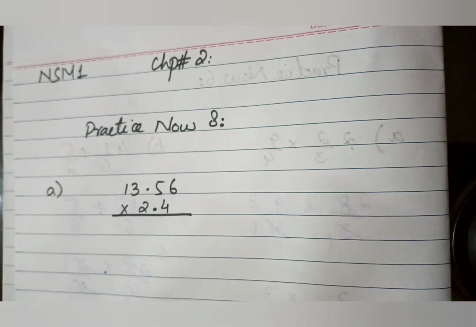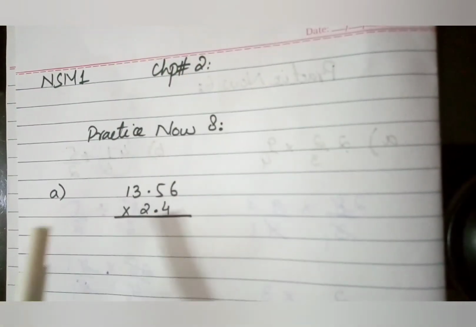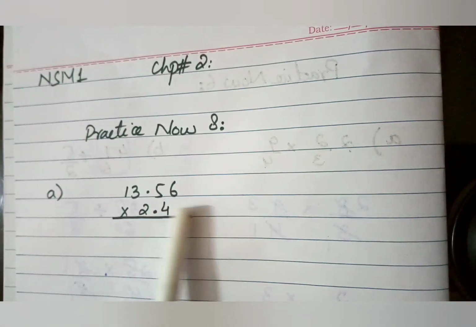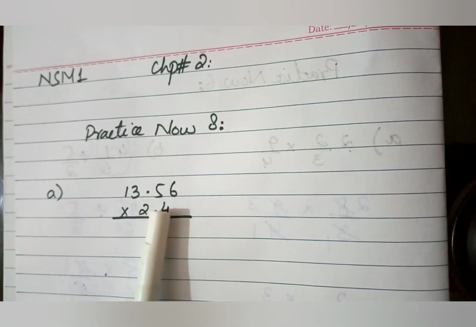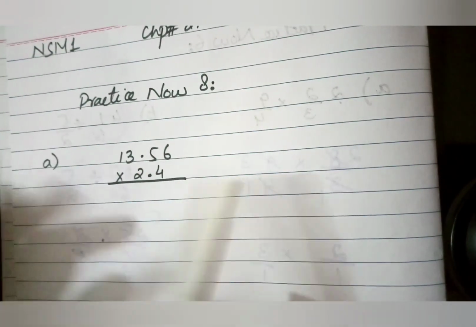Today I'm here with chapter 2 of NSM1, Practice Now 8, and that is about the multiplication of two decimal terms. If you have a point between your terms, that is called your decimal term. So we have a question: without using a calculator, evaluate each of the following. First of all, you have the two terms and you're going to multiply these.